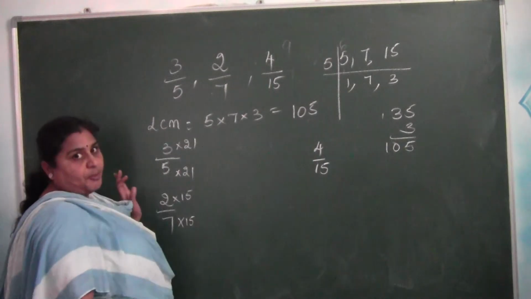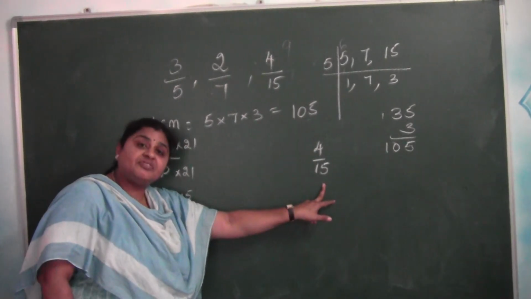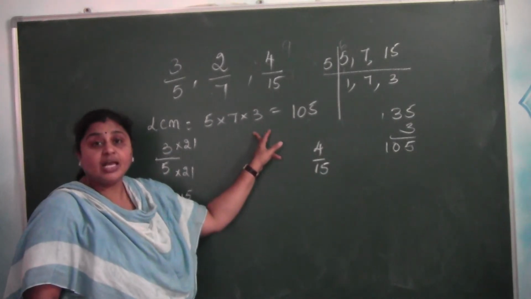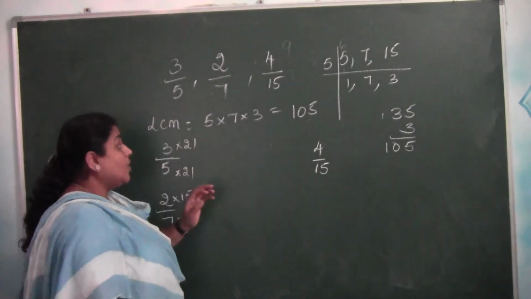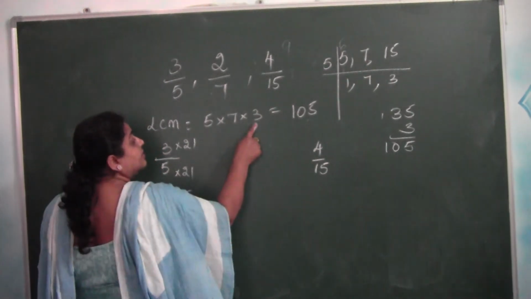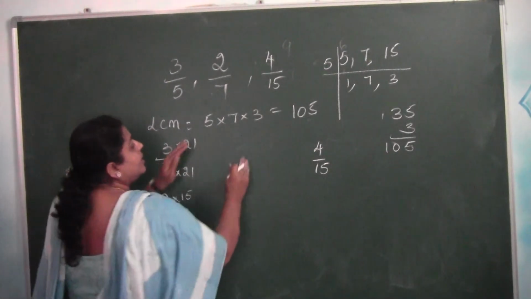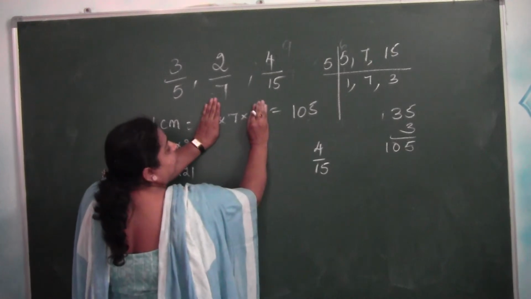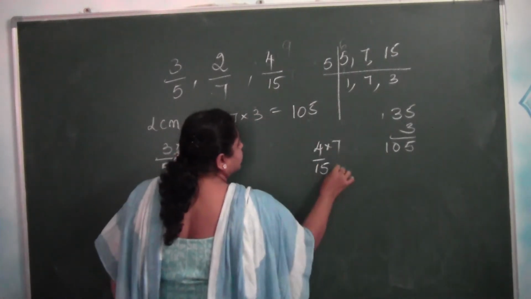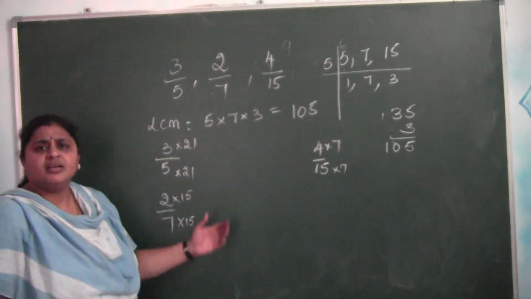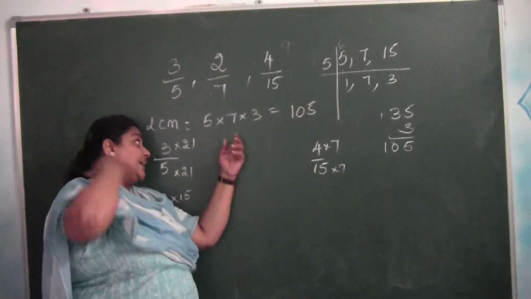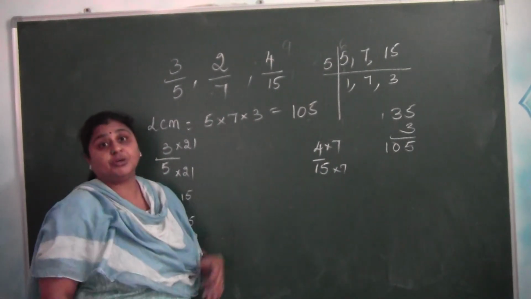Next, let us take another fraction, 4 by 15. Here, do I have 15 in the LCM factors? No. So how? Which two numbers multiply to give 15, children? 3 and 5. So I am closing 5 and 3. What is the number left over? 7. Multiply by 7. Very simple. With which number you have to multiply, you will get it from here only.